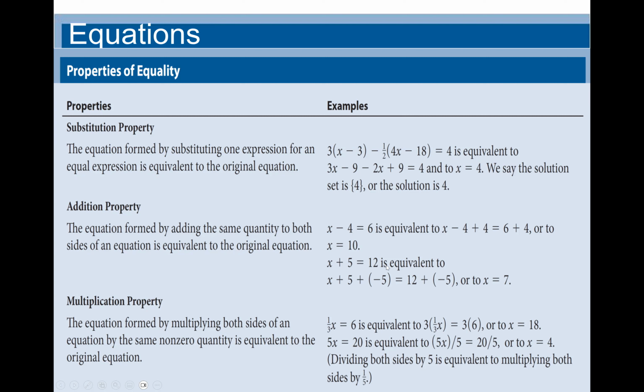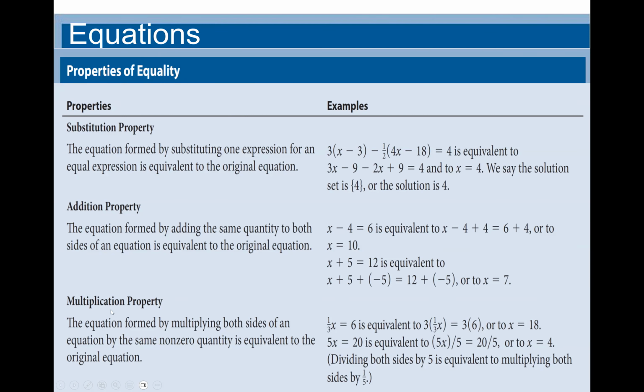Another example, we have x plus 5 equal to 12. Our goal is to find the value of x. So we are going to use minus 5 to cancel plus 5. But if we add minus 5 to the left side of the equal sign, we have to also add it to the right side. So we get x plus 5 minus 5 equal to 12 plus minus 5. So plus 5 plus minus 5 will give us 0, cancel. Then 12 plus minus 5 will give us 7. So our solution will be x equal to 7.